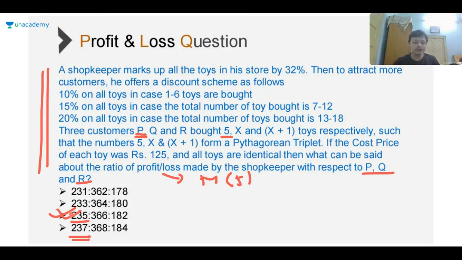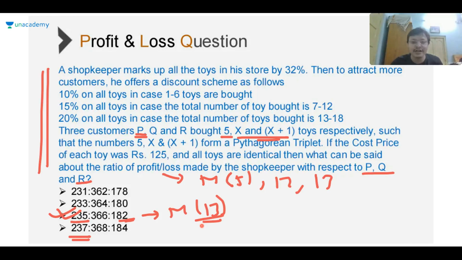235. Also, if you look at the other two, 5, 12, and 13 form a Pythagorean triplet, and 182 is incidentally a multiple of 13. So that itself tells you that the answer is option C.